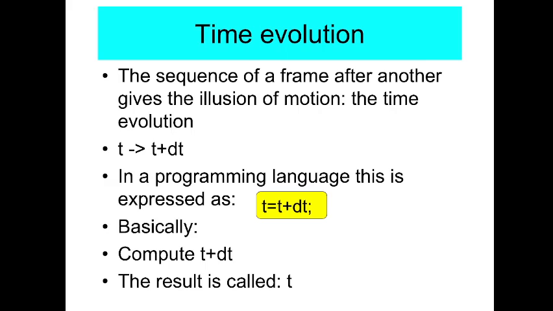This means, I repeat, take the actual value of time, increase it by the amount of dt, and then the result will be assigned, will be called t. You take the old t, compute the new t, so you update the time. Because this equal sign might be misleading. The equals in a computer science language is not the same as in mathematics. So this may cause some problems.